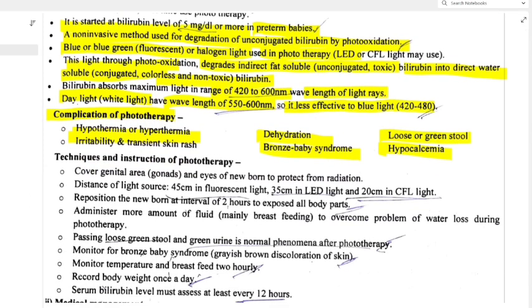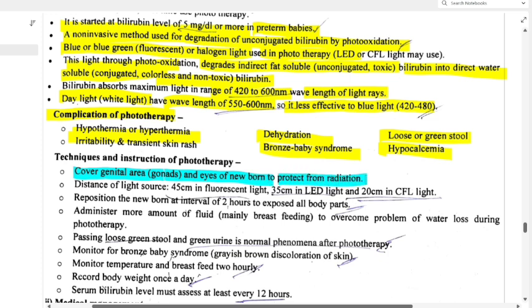Now comes to the techniques. What are the different techniques for phototherapy? Cover the genital area, gonads and eyes of the newborn to protect from the radiation, because it may hamper them or some permanent damage can also happen.